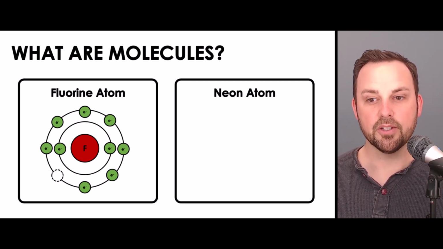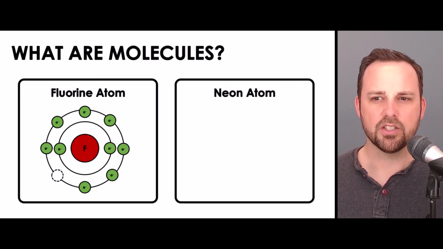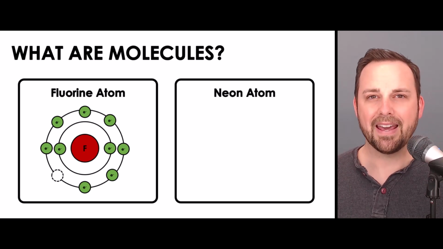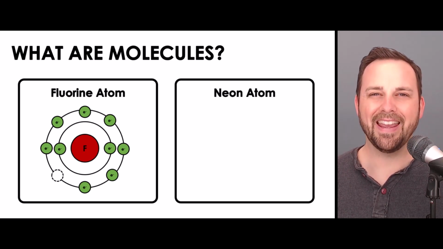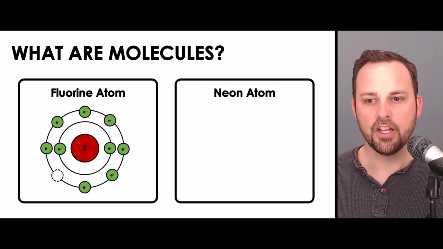And now you can see the problem. Fluorine only has 7 electrons in its valence shell. This makes the atom extremely unstable. It really wants to have 8 electrons in that second shell. So a neutral fluorine atom will quickly react with other atoms in its environment to gain an electron, form a molecule, and then become stable.